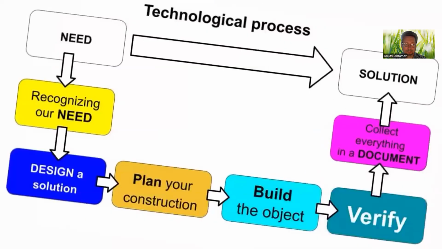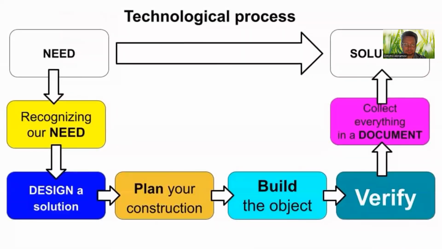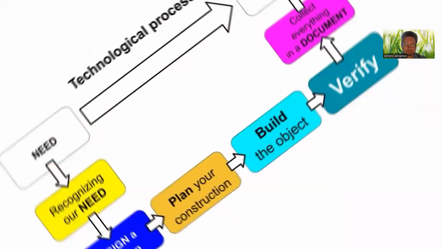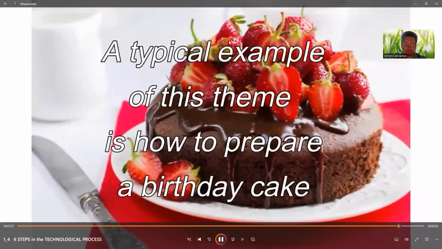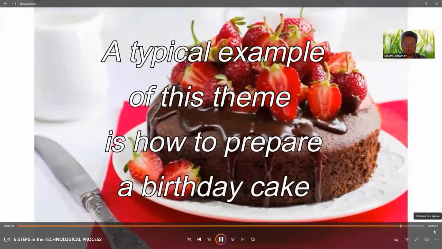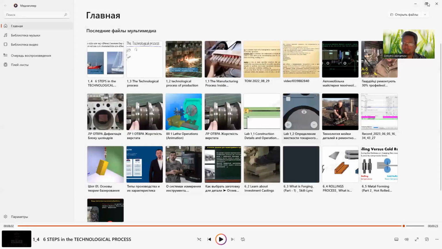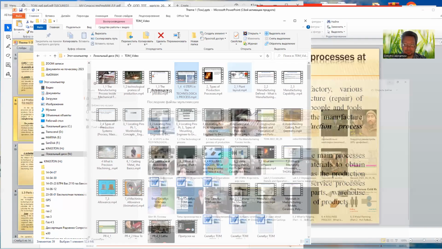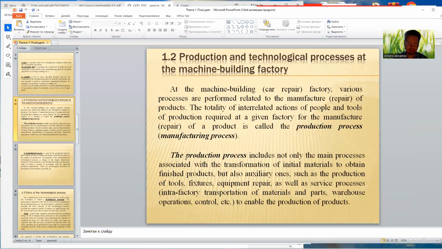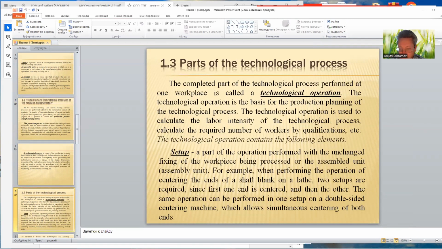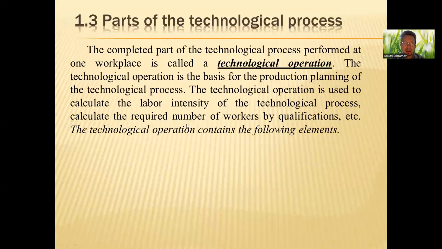These steps of the technological process, although they can seem complicated, really are very intuitive. A typical example of this theme is how to prepare a birthday cake. So it was the technological process of design of different items, design of different objects. And now we start item 1.3 of our lecture, parts of the technological processes.